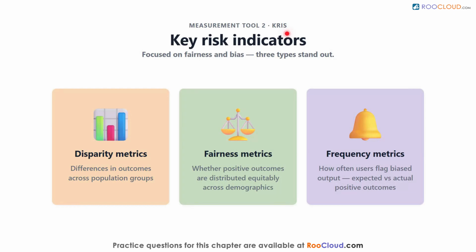Risk indicators focus on fairness and bias, and three types stand out. Disparity metrics measure differences in outcomes across population groups. Fairness metrics check that positive outcomes are distributed equitably across demographics. And frequency metrics count how often users flag biased output, comparing expected positive outcomes against actual ones. Together, these issue early alerts, so problems can be fixed before they spread.